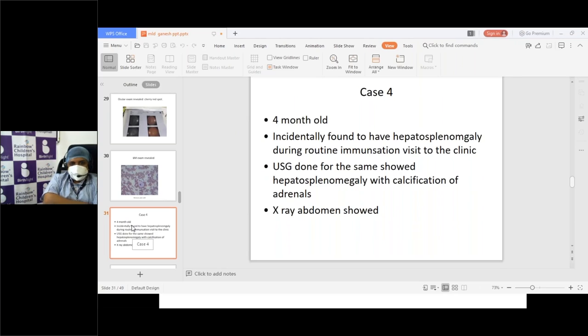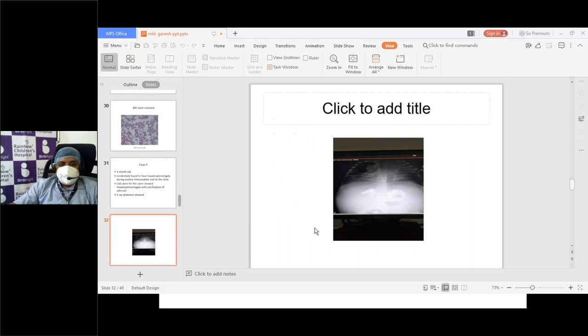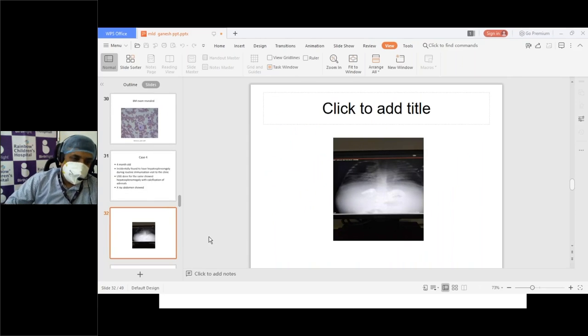hepatosplenomegaly during a routine immunization visit to the clinic. This baby had been brought for immunization, and on examination, the pediatrician picked up the hepatosplenomegaly. An ultrasound abdomen done as a part of workup showed again an organomegaly with adrenal calcification. And this is the X-ray which showed there is an adrenal calcification.